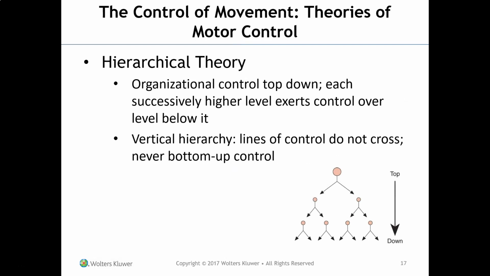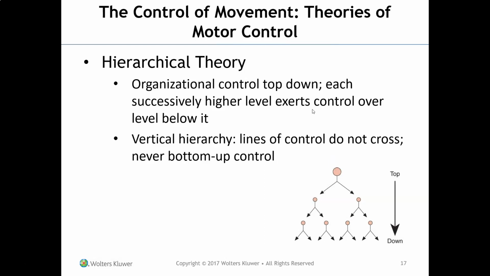Now, you have a hierarchical theory, which is a different theory. Many researchers have contributed to the view that the nervous system is organized into a hierarchy. Among them, Hughlings Jackson, an English physician, argued that the brain has higher, middle, and lower levels of control, equated with higher association areas. So we have this organizational control from the top down.